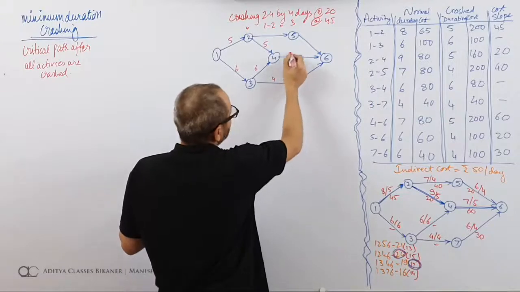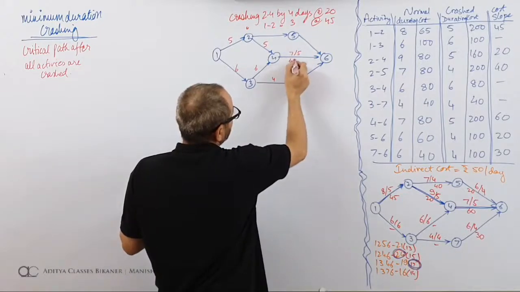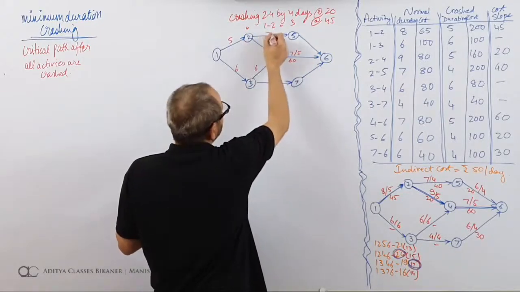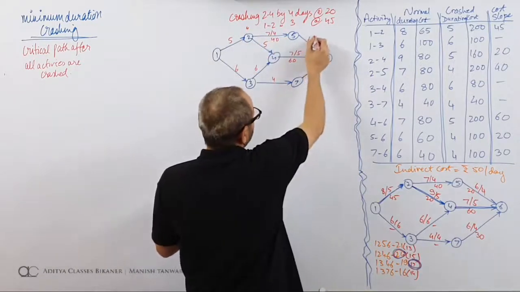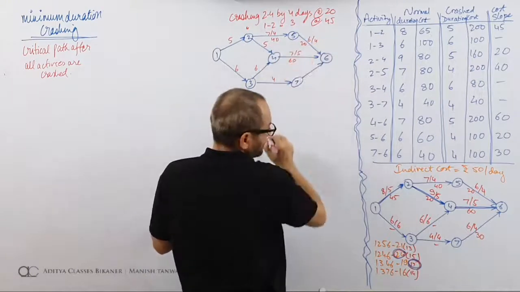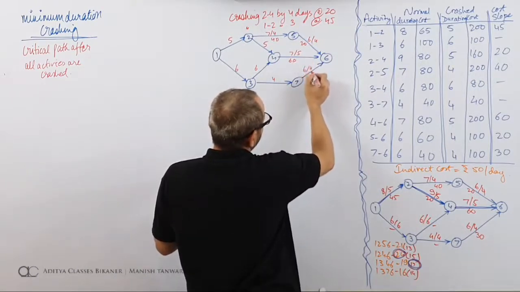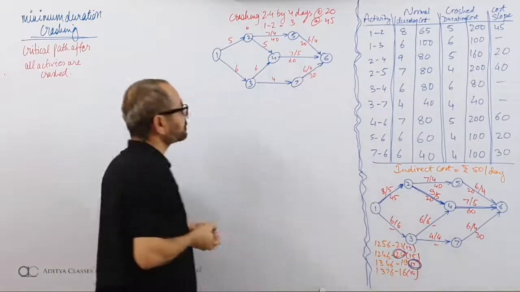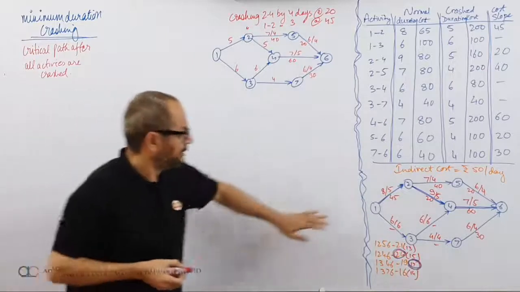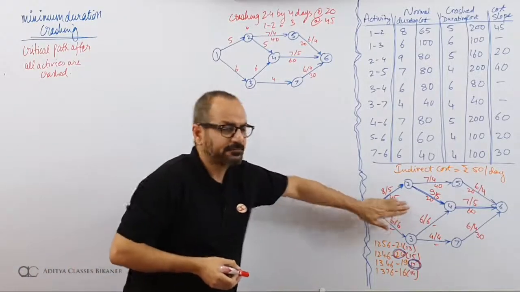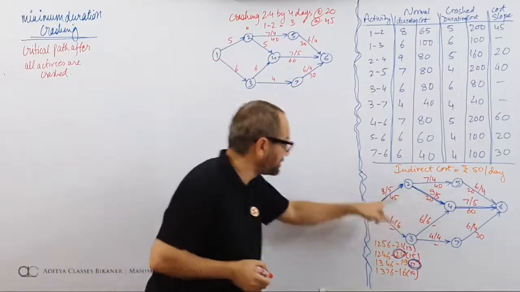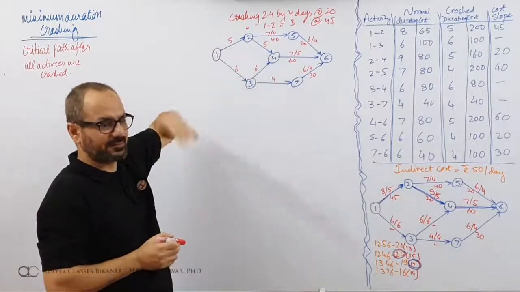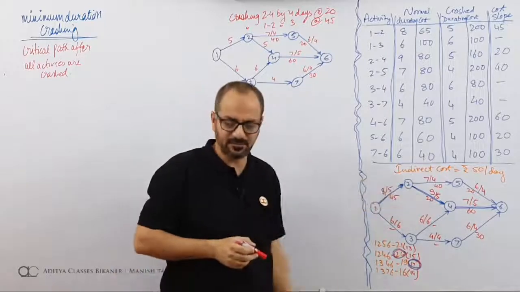Then here I have a 7-5 possibility at rate of 60. Then here is a 7-4 at 40. Then there is a 6-4 at 20. Then there is a 6-4 at 30. So this was the original figure. This is my new network. These were the original durations. Now I have my updated durations because I have crashed everything. 8 is down to 5, 9 is down to 5.